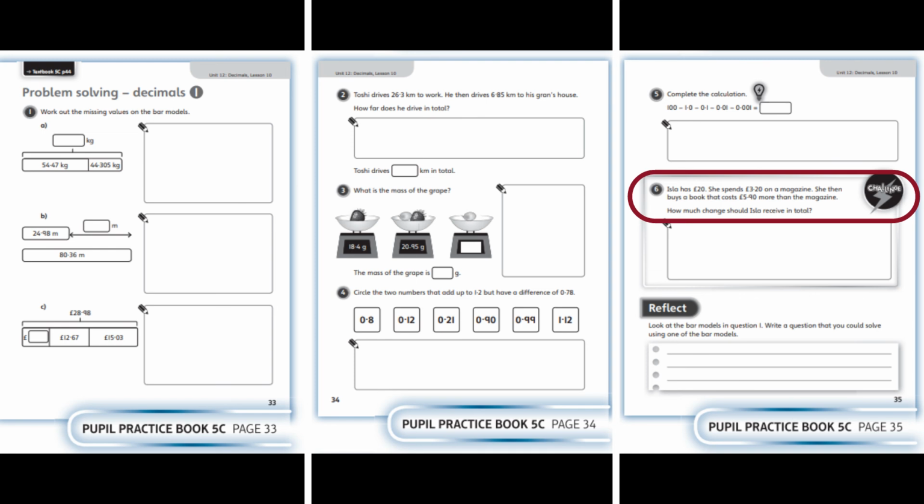And finally, the challenge question, please pay close attention to what it says. It says she has 20 pounds, she spends 3 pounds 20 pence, and then another item she buys costs 5 pounds 90 pence more than that first item. And then it asks you not for how much she spent altogether, but for how much change she is going to get back from the 20 pounds. So what makes this question a challenge is that it has quite a few steps. So make sure you read that question through carefully and understand it. Take it one step at a time.